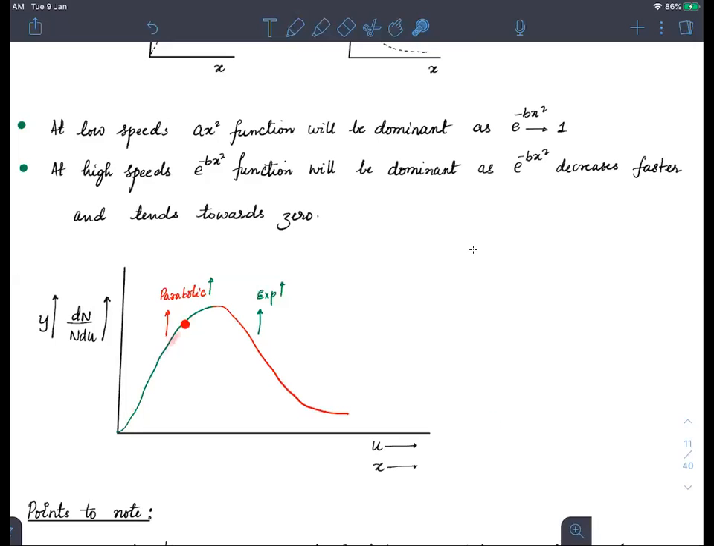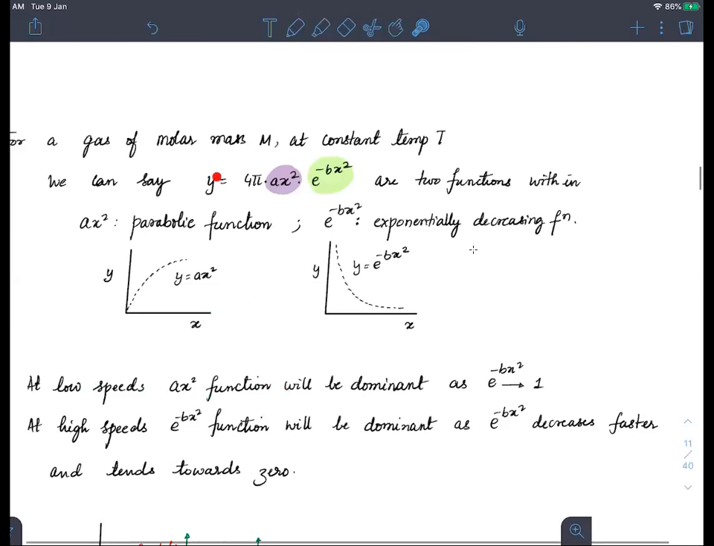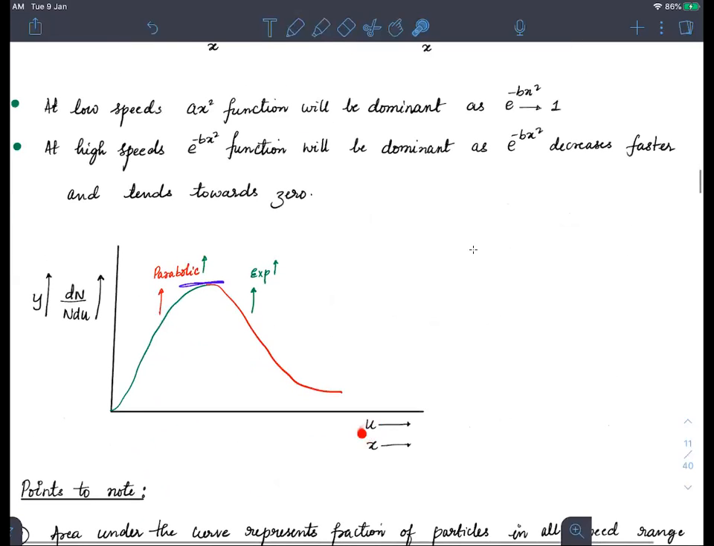So this part is that parabolic part, this part is that exponent part, and it always gives a maxima at some point. Okay. So see what I'm plotting on the y-axis and what I'm plotting on the x-axis. On the y-axis it is dn by n into du. This is the y which I have used here, versus u. If I use this, correct?